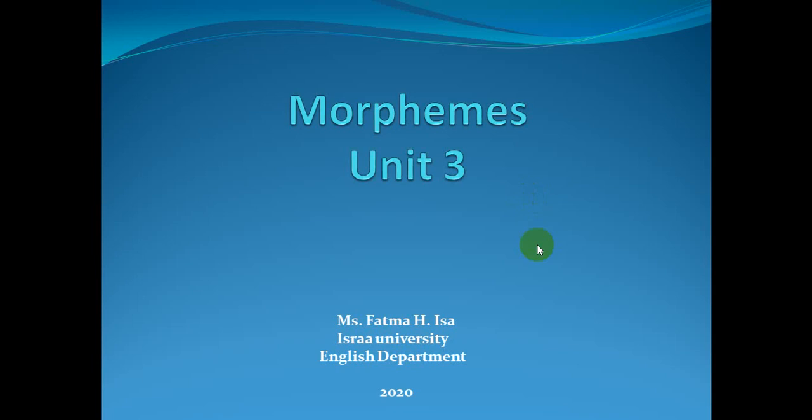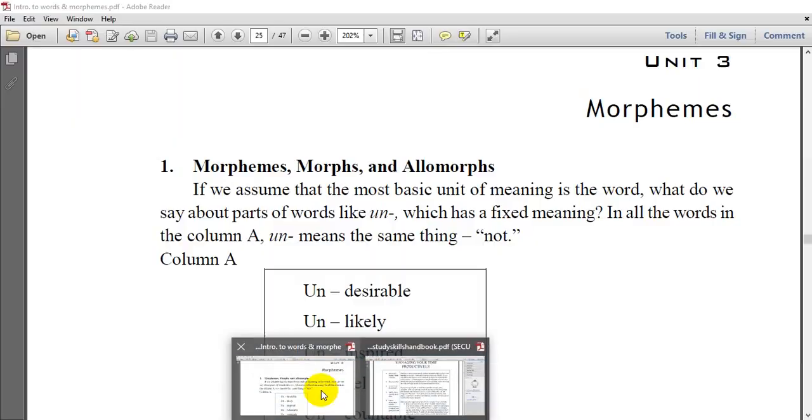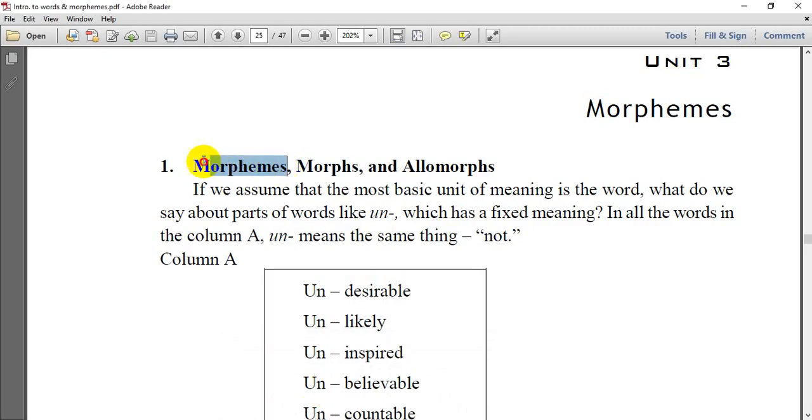Today, inshallah, we'll discuss Unit 3, which is about morphemes. Morphemes. What does it mean? As a definition, a morpheme is the smallest grammatical unit inside the word. It can be a word or less than a word. A morpheme is the smallest meaningful piece of language that makes up words.